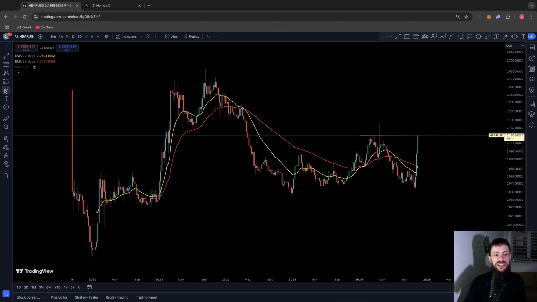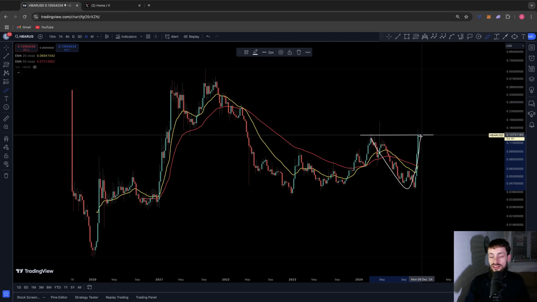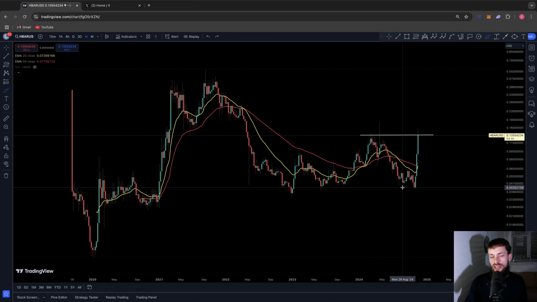So it's had this sort of V-shaped recovery, really nice, where it came down for a very long time and it's just instantly, within the space of a couple of weeks, ran back up to this previous level of resistance. So this was a really nice V-shaped recovery and we have seen a really impulsive move.